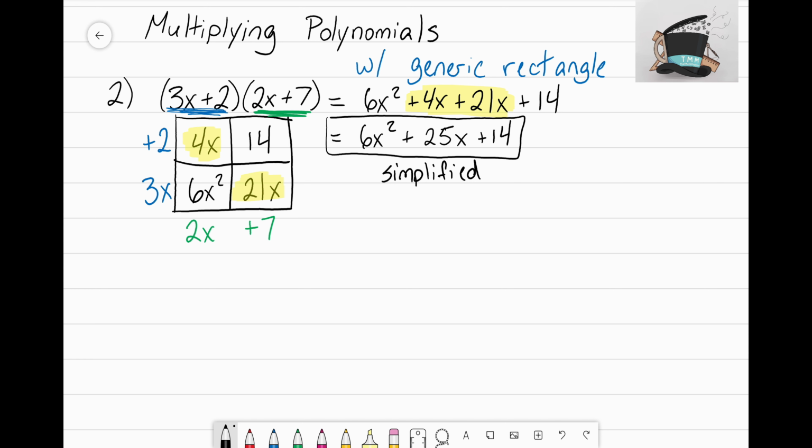All right, guys, I hope this video helped explain how to use a generic rectangle and how we can move from a product of two terms to get our sum.